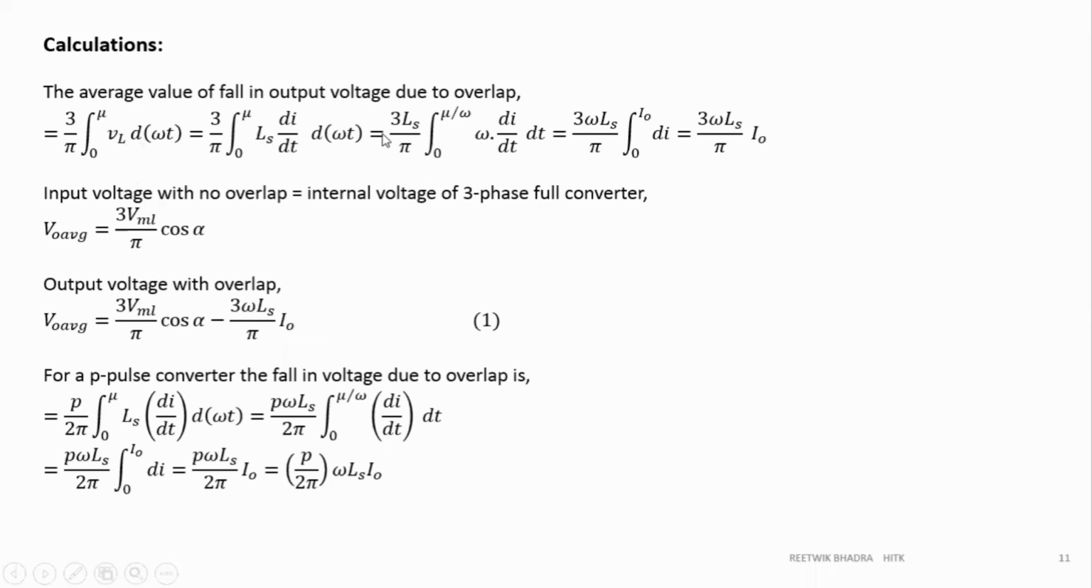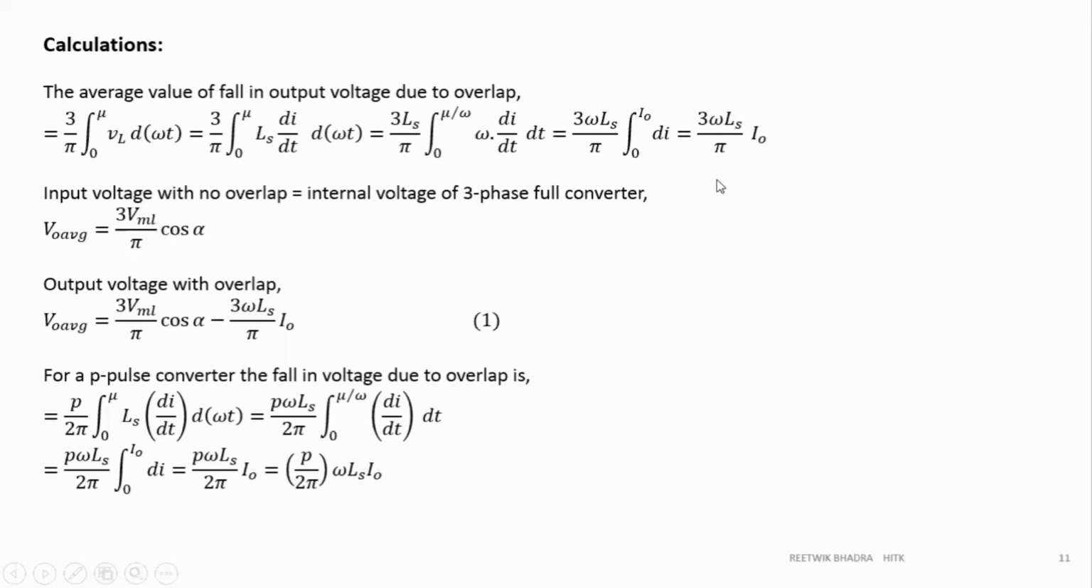You can break up this integration. It is d omega t, so you can take omega into di by dt into dt and do the integration and find out that it comes out to be 3 omega Ls by pi I naught. Now the average value V naught, which we had calculated in the last lecture, was 3 VML by pi cos alpha. So if I subtract the drop, this one over here, then I can calculate the actual output voltage. This is a very easy method.